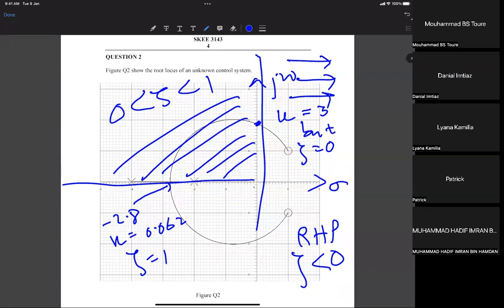Doctor, so our test will cover all these questions? Yeah, from root locus until PD controller. PD and PI controller. PID not included. P controller, PI controller, and PD controller.